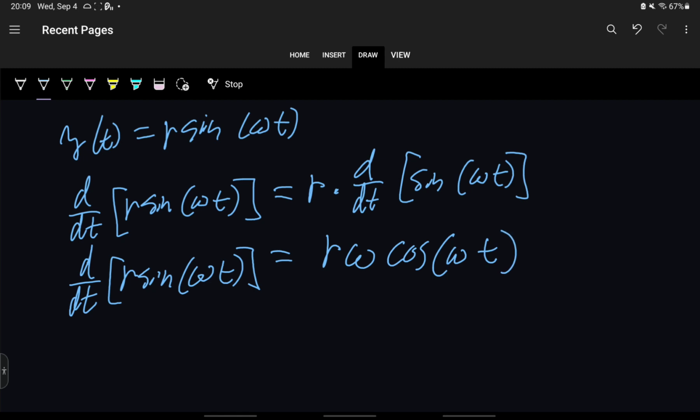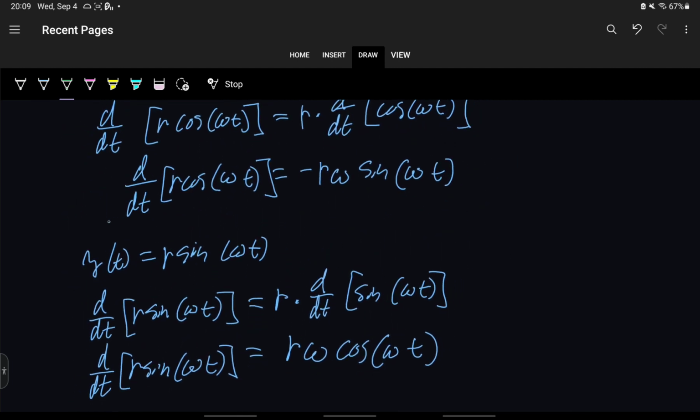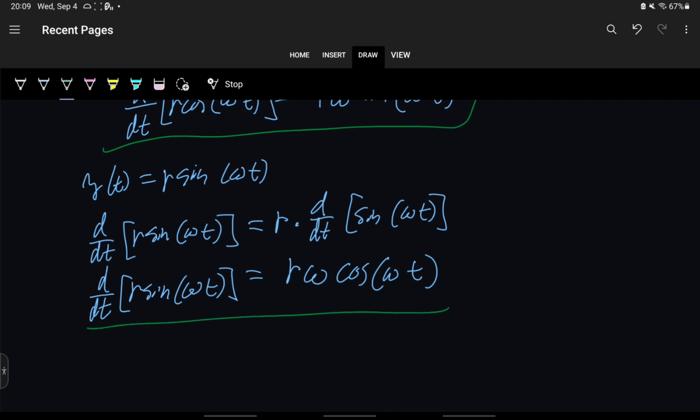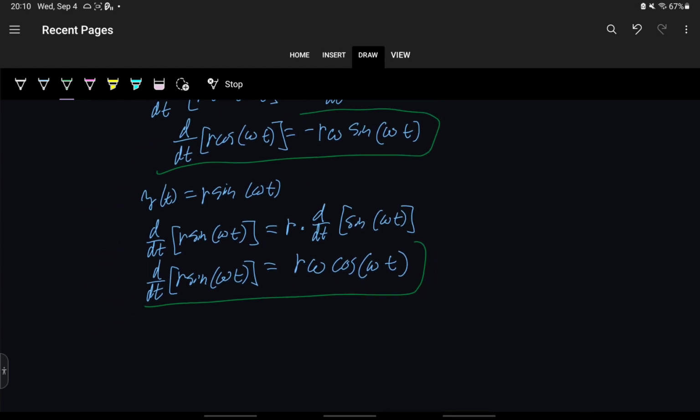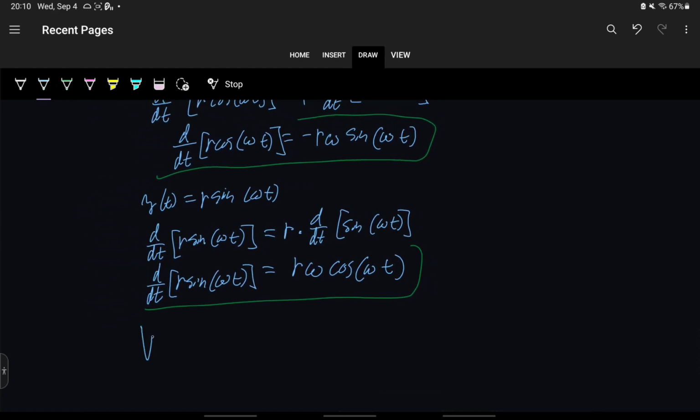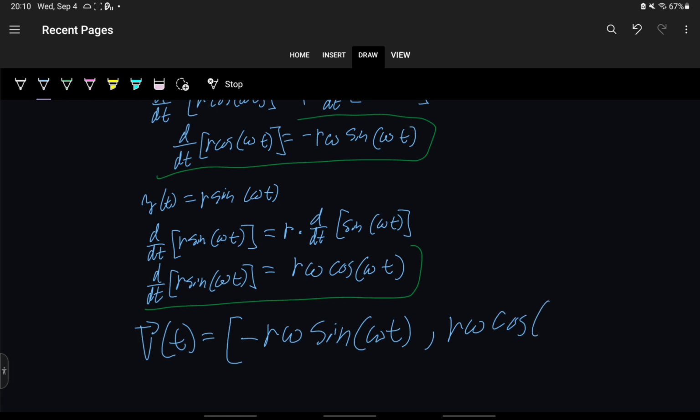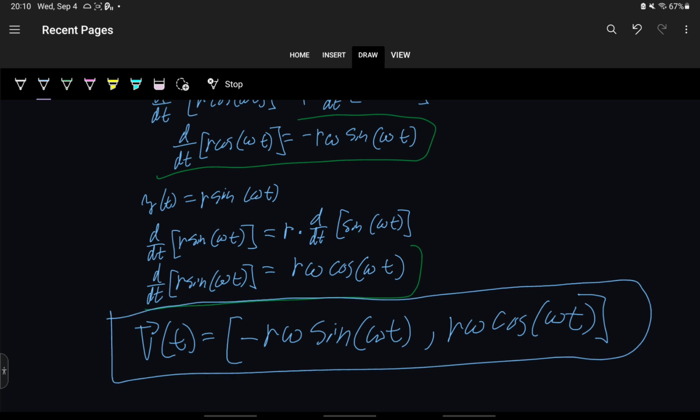So let's go ahead and put together the velocity vector. Now that we have the derivatives of both components, we can put it all together. So our final answer is going to be v of t is equal to minus r times omega sine omega times t, and then r times omega cosine omega times t. And there is going to be our final answer. And to find the acceleration, again, it's as simple as taking the derivative again.